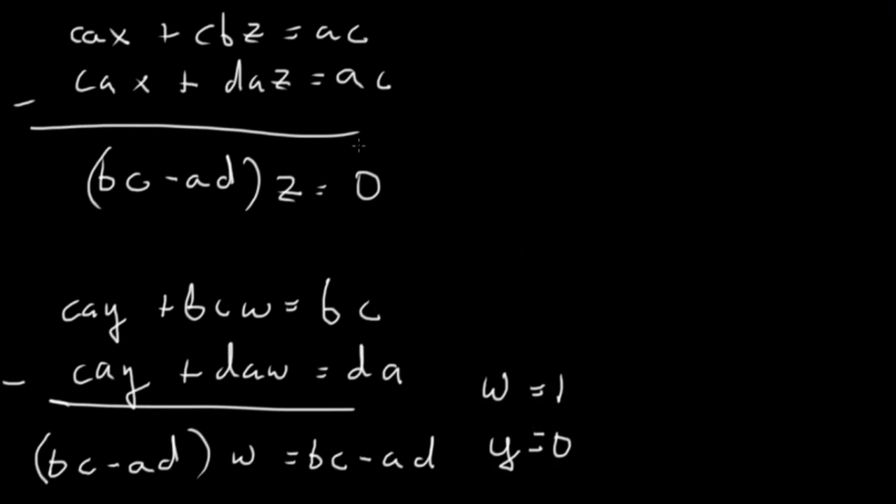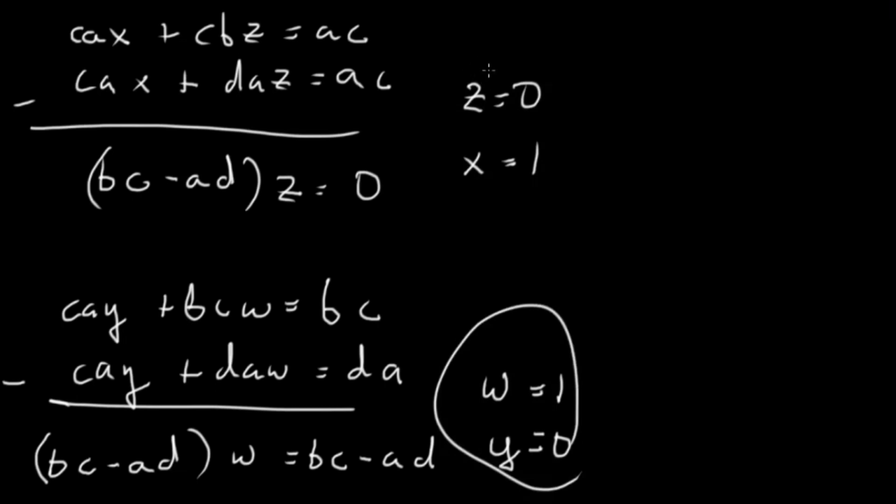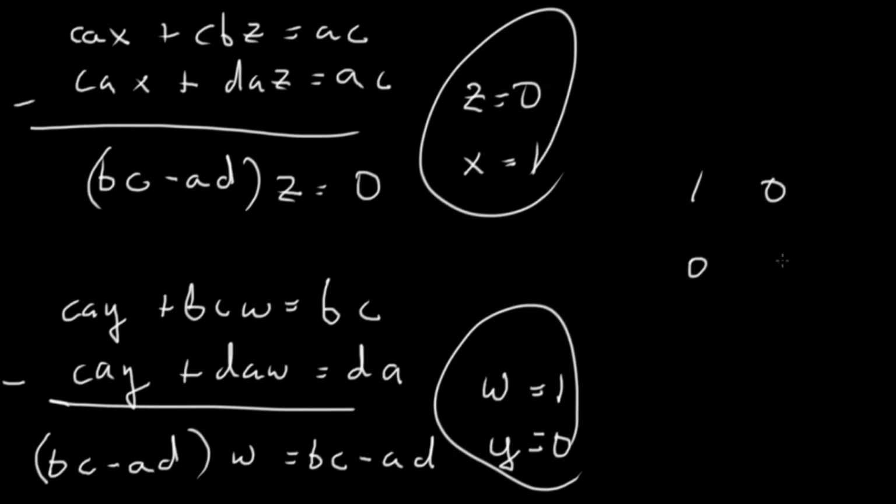Back up here, we have Z must be 0 in order for this equation to be true, which implies that X must be 1. And there we have it. We have solved this bizarre system of equations: X, Y, Z, W. So an underwhelming answer to a complicated question.